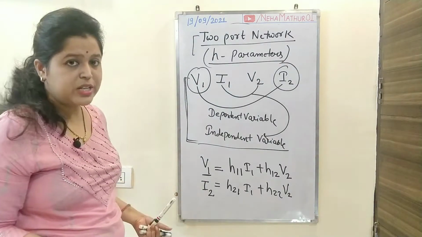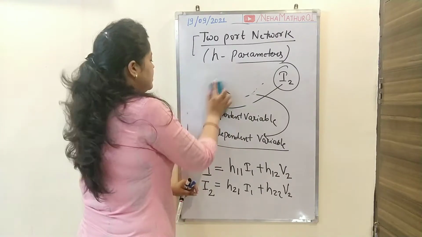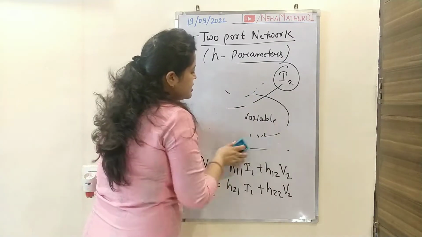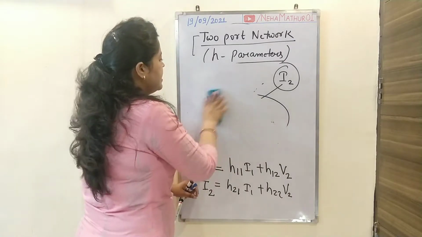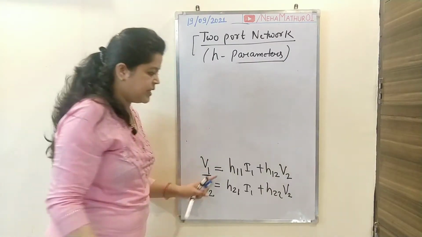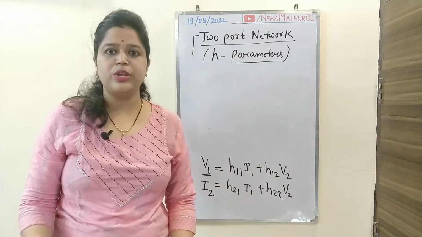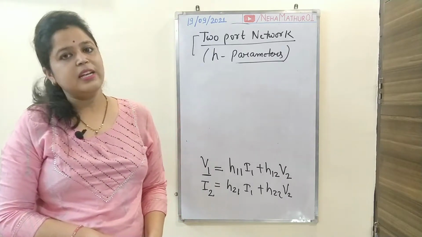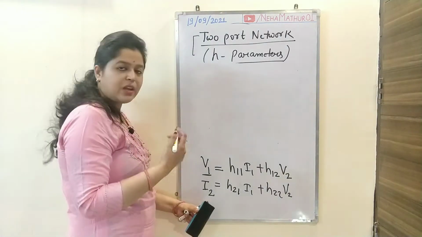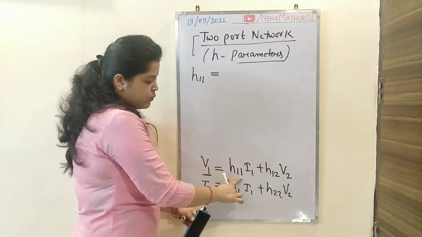Now we have two equations, and you are familiar with the concept that we have to find four parameters which can be treated as H parameters. And from this equation it is clear that H11, H12, H21 and H22 are going to be considered as H parameters. So we'll start from the first parameter, which is H11.